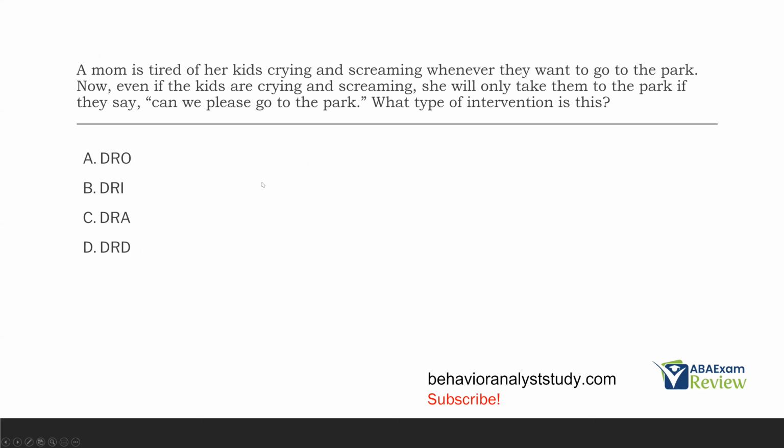A mom is tired of her kids crying and screaming whenever they want to go to the park. Now, even if the kids are crying and screaming, she will only take them to the park if they say, can we please go to the park? What type of intervention is this? Pretty easy differential reinforcement question.